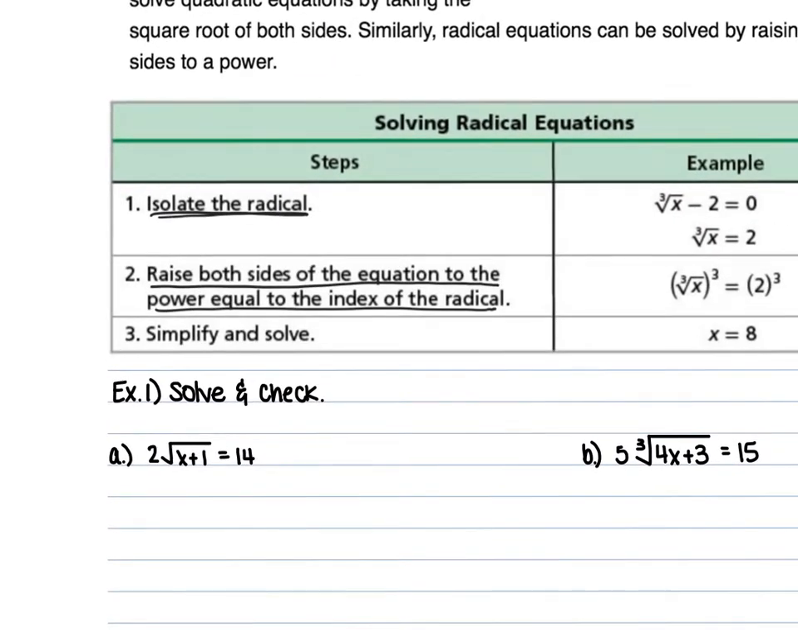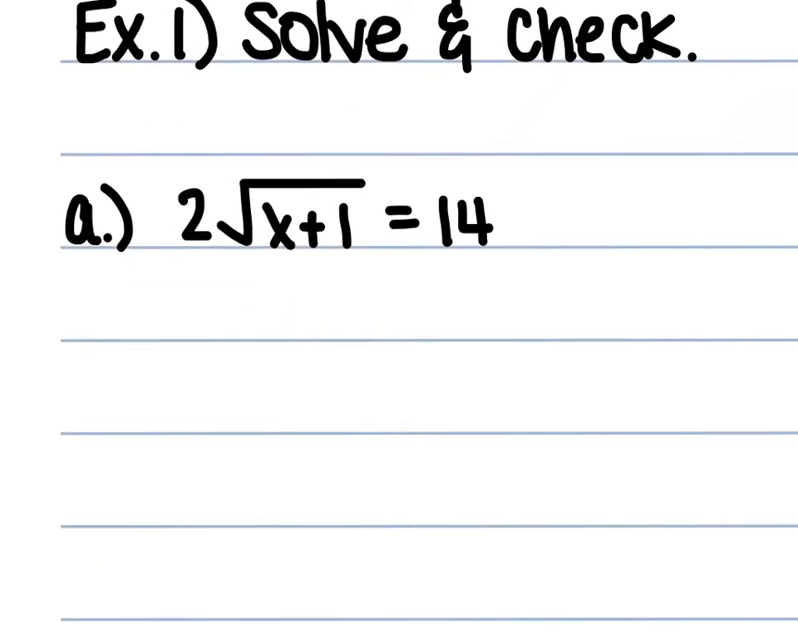Remember that when we do these, our first step is to get the radical by itself. Whatever is underneath the radical stays there, but everything that's not in the radical, we need to get to the other side. So what's the first thing that I should try to get to the other side? There's a 2, right? Everything in the radical is going to stay, but the 2 is 2 times that radical. So how do I get rid of that 2? We're going to divide by 2.